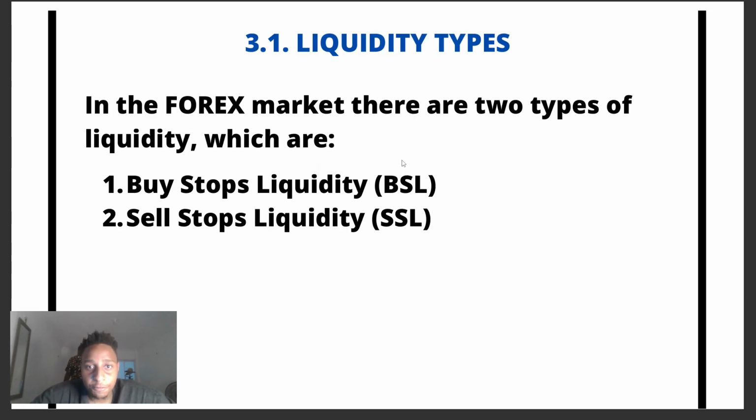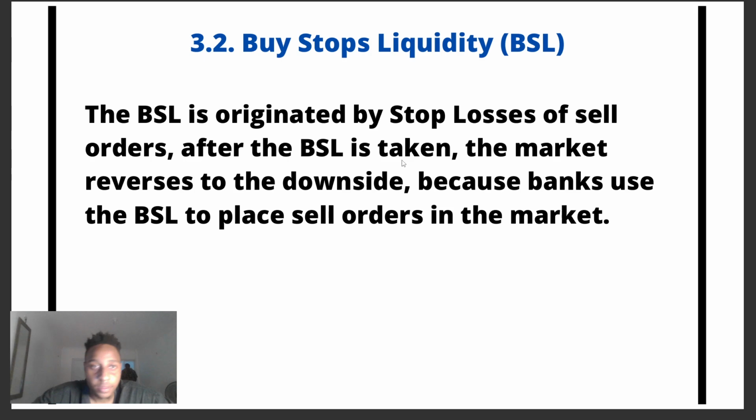Liquidity types. In the forex market, there are two types of liquidity: buy stops liquidity, or buy side liquidity, and sell stops liquidity, or sell side liquidity. Buy stops liquidity is originated by stop losses of sell orders. After the buy stops liquidity is taken, the market reverses to the downside because the banks use buy stops liquidity to place sell orders in the markets.